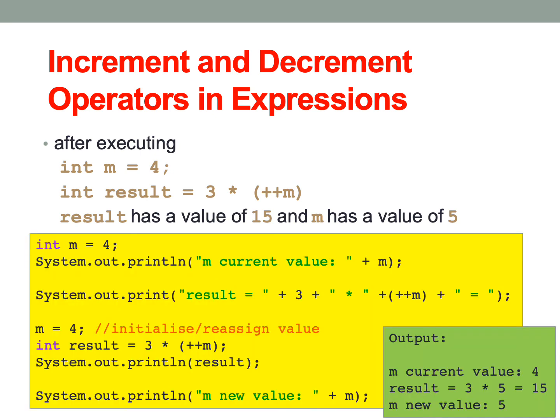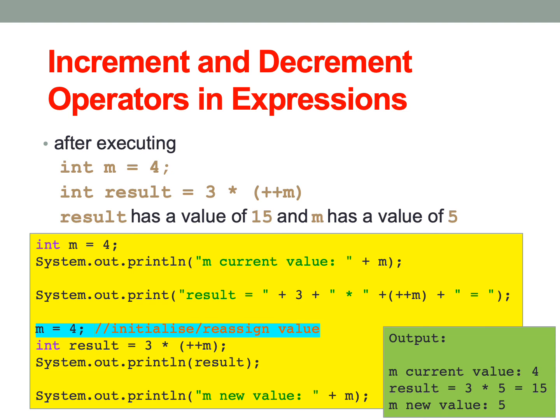If you are still confused about ++m and m++, which is the pre-increment and post-increment, run this code where it will show you all the values at all of the steps. For the ++m case, m's current value is 4. Then, since we have ++m, m is increased by 1 before the variable result is calculated. So result is 3 times 5, equal to 15. And m now has the value of 5.